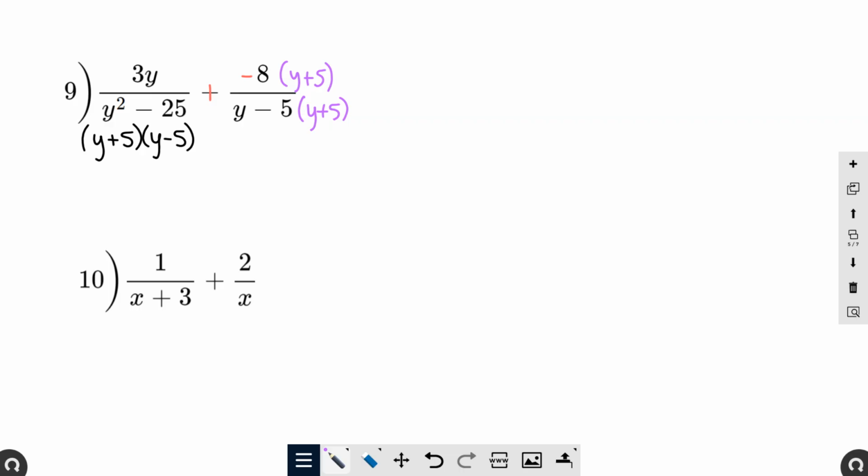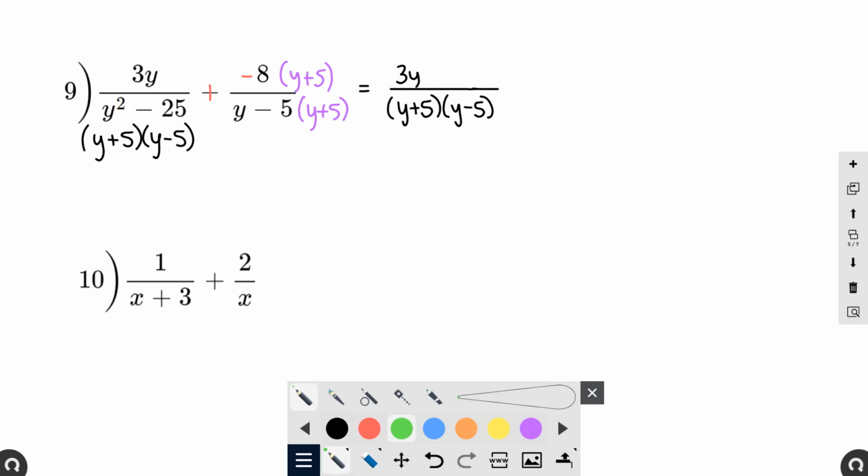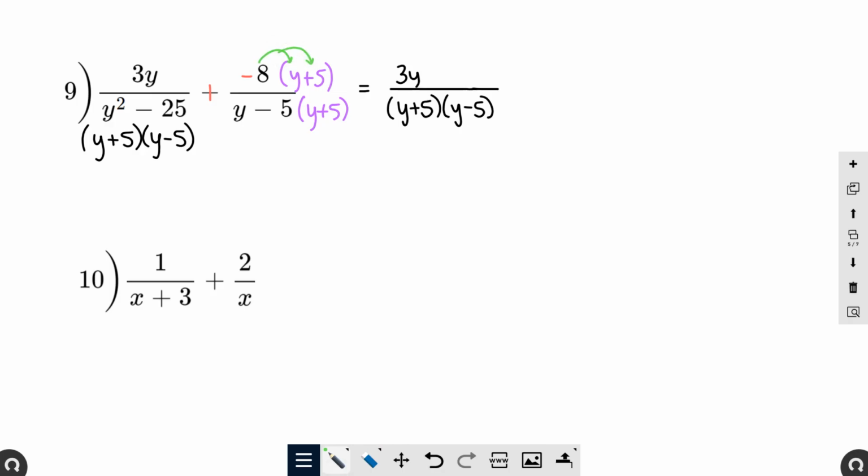Sometimes when you're factoring, you get everything that you need by just multiplying one of the fractions. You don't have to multiply both. So keep those denominators, y plus 5, y minus 5. In the numerator, we got 3y. And then we distribute with the negative 8. So negative 8y minus 40.